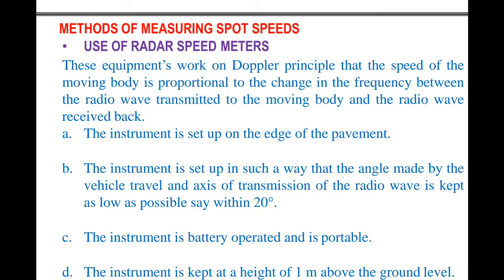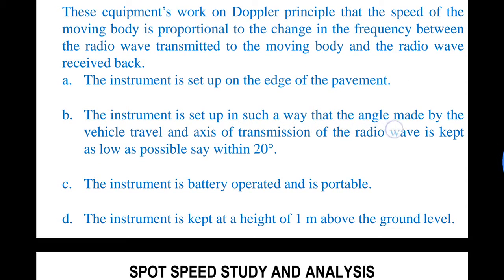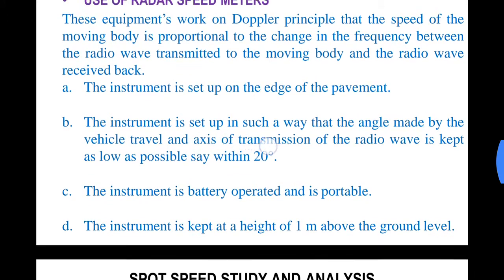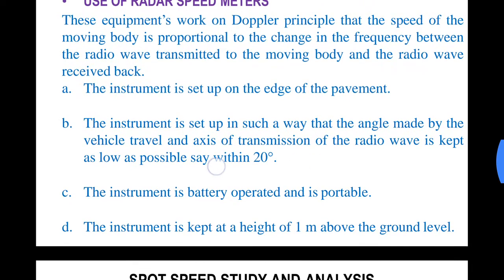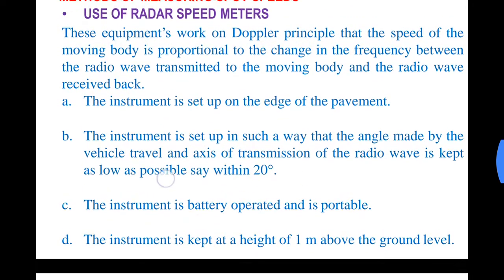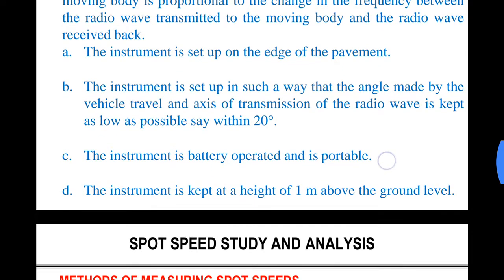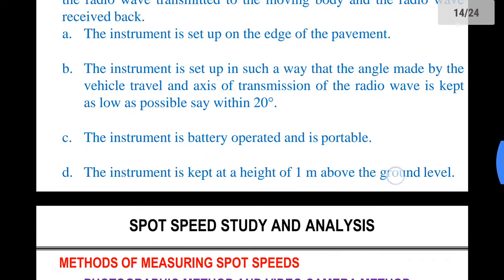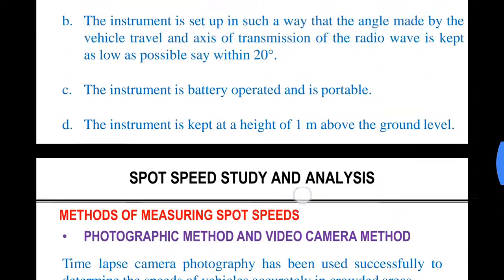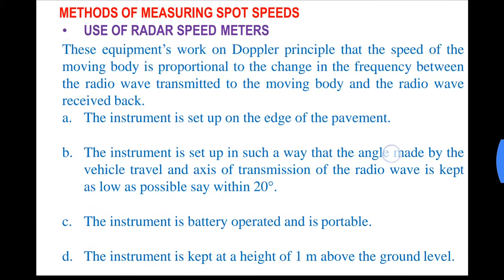This instrument is set up on the edge of the pavement. It is set up in such a way that the angle made by the vehicle travel and the axis of transmission of the radio wave is kept as low as possible, less than or equal to 20 degrees. The instrument is battery operated and portable. It is kept at a height of 1 meter above the ground level. So this is the procedure of using radar guns or radar speed meters to find out the spot speeds.